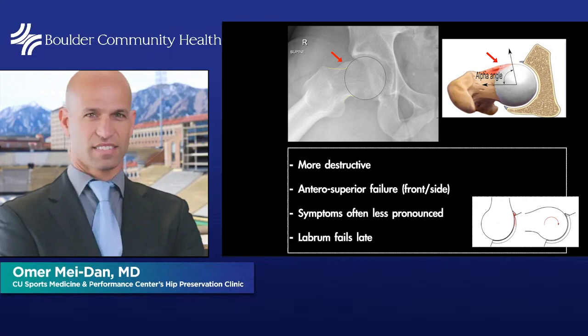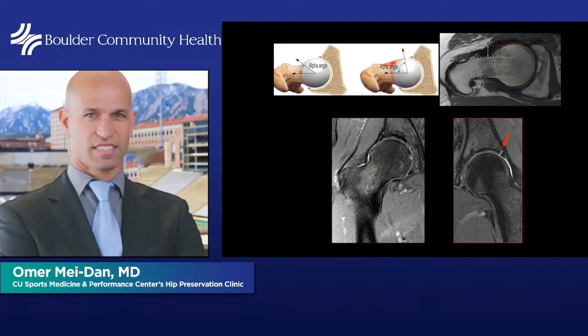The cam lesion is usually very destructive. It usually causes failure in the front part and the side part of the hip. Unfortunately, because most people have a significant amount of muscle volume around the hip joint, they tend to mimic other areas, and many times we do not actually feel the pain that happens inside. It's like a ticking bomb. The labrum tends to fail late in this case.